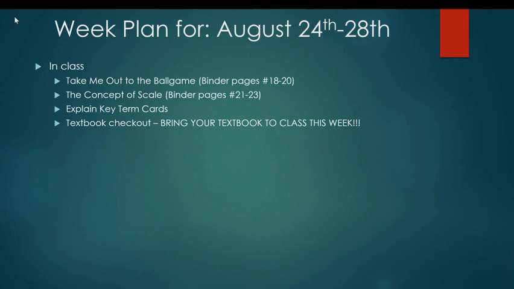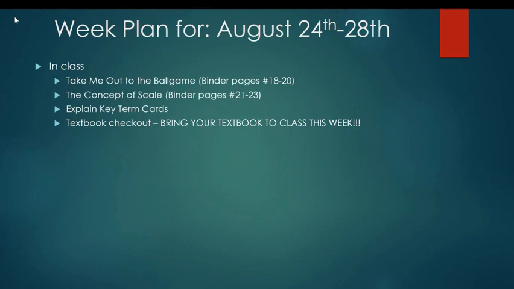So the first one is called Take Me Out to the Ball Game. It can be found on binder pages 18 through 20, and the purpose of it is for us to understand geospatial data and the arrangement of objects in space and why they happen.